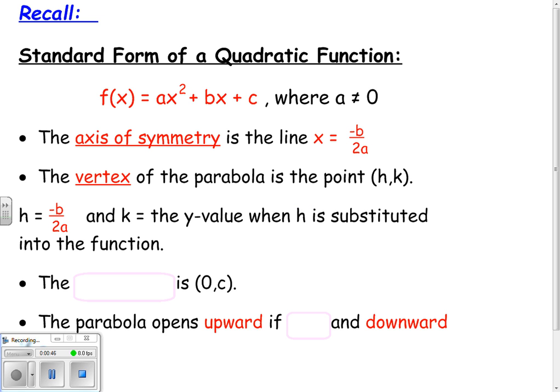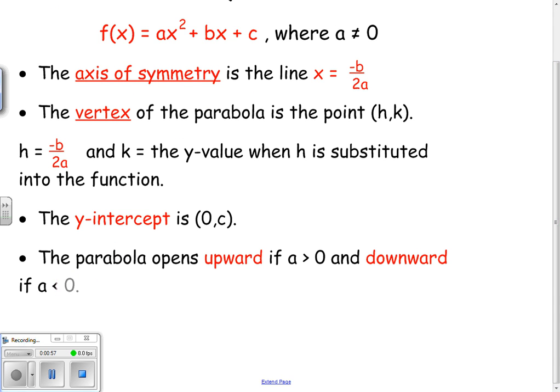New to standard form, we have the y-intercept, which occurs at (0, c). Your parabola will open upward if a is positive or greater than 0, and will open downward if a is negative or less than 0.